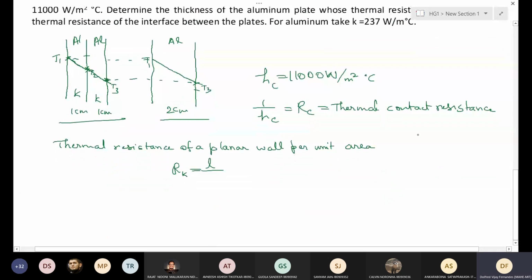So in the formula, its area goes to the denominator. So you have to multiply here, okay? L by K. So understand, okay? R_K by A. So thermal resistance of planar wall of unit area is better than per unit area.